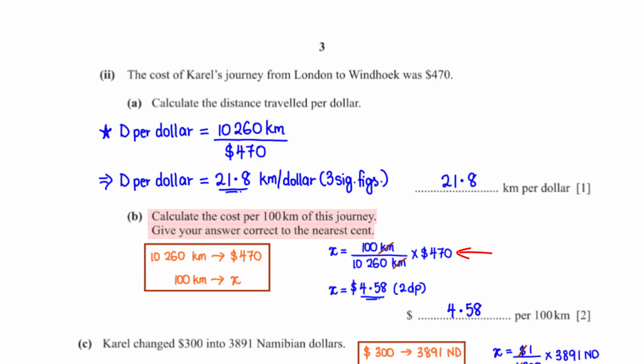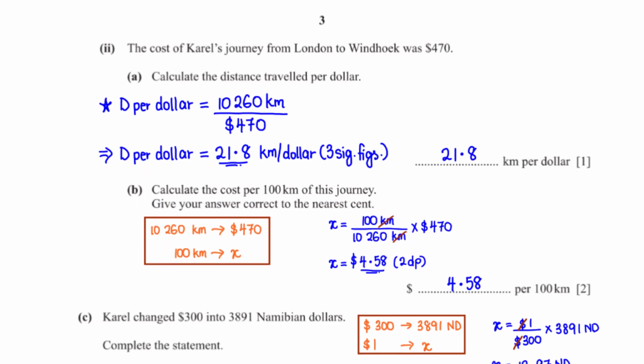This gives us X equals 100 kilometers divided by 10,260 kilometers times $470. When we type this into the calculator, we get $4.58, which is correct to the nearest cent. Since 1 cent is $0.01, this is the same as correcting the final answer to 2 decimal places.